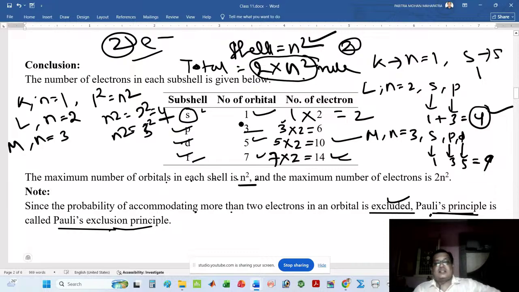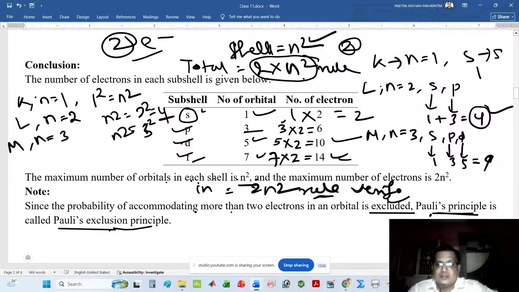So here I can prove that the maximum number of electrons in a cell is calculated by 2n square. Let me verify it. We already know that the maximum number of orbitals in a cell is n square. Each orbital has 2 electrons. Now multiply 2 into n square, which is the total number of electrons in the cell. So this is said to be the 2n square rule. Now I have verified it.